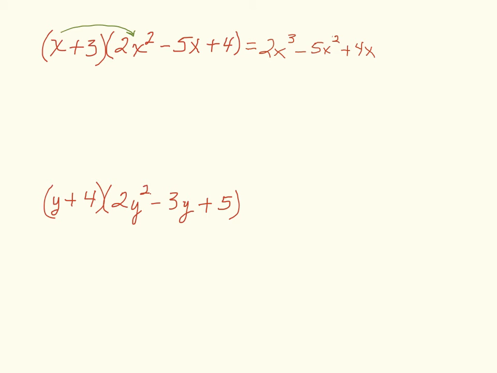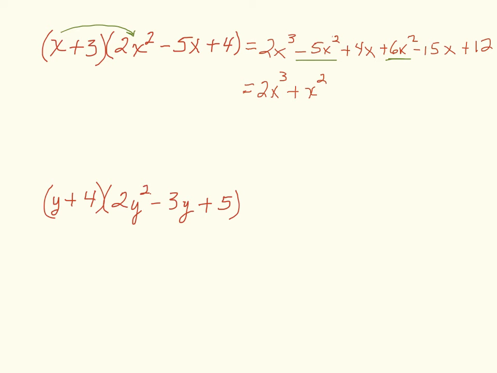Then we have 3. 3 times 2x squared is 6x squared. 3 times negative 5x is minus 15x. 3 times 4 is plus 12. Now we have to see what we can combine. Okay, so we only have one x cubed term, so 2x cubed remains the same. The x squared and the x squared here can be combined. So negative 5x squared plus 6x squared is plus x squared.